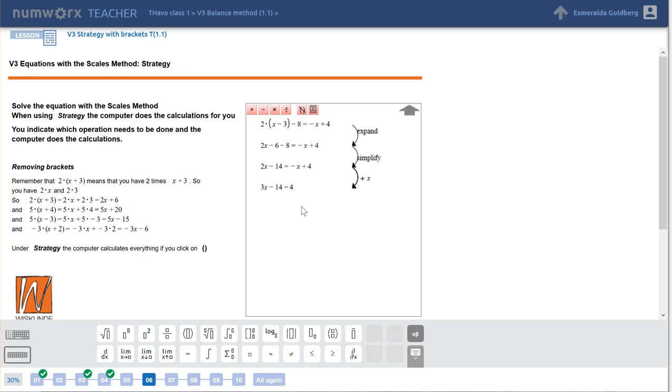Now we have to remove minus 14 from the left-hand side, so we do plus 14. And we see that 4 becomes 18 because we have added 14 to it. Now if 3x is 18, we have one last step to do. Dividing by 3 gives the solution x equals 6.